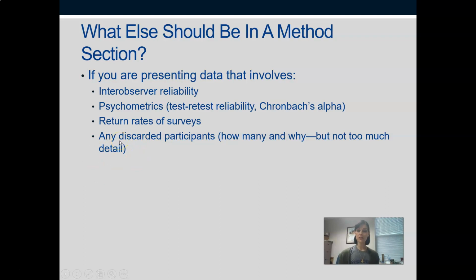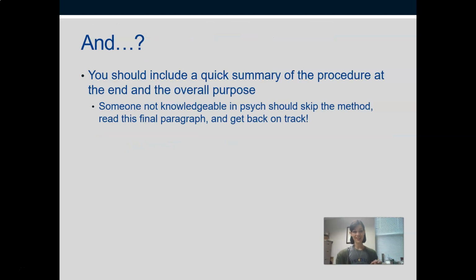Any discarded participants, please include how many and why, but not too much detail. So for example, there have been some times where, due to a programming error, I'm not able to use somebody's data. I can say computer error is sufficient. I don't have to say I had to discard this participant because I wrote a bad program or I made a coding fault. Computer error or computer glitch will be sufficient.